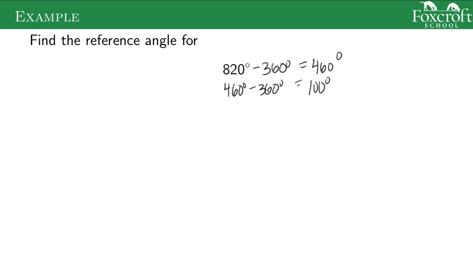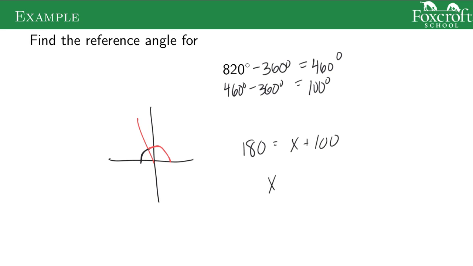And now I can draw 100. That's an angle that's smaller than 360. It's in quadrant 2. All right, so in quadrant 2, my reference angle is here. If I combine that with my actual angle, the 100 degrees that I'm talking about, you see those together make 180 degrees. So 180 equals my reference angle plus 100. That means my reference angle is 80 degrees.